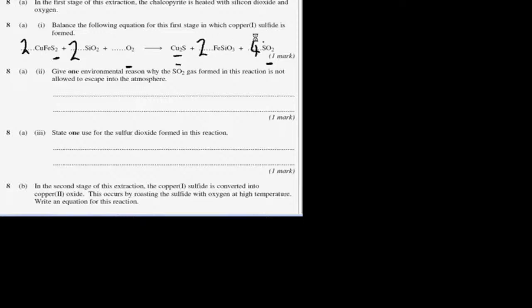That means that if I can't change that, I can only really have 2 copper atoms here. I can't change this. There's absolutely no way. And this is my only source of iron ions. Well, how many iron ions have I got? 2. So then I must have 2 here. There's no way I can alter that.